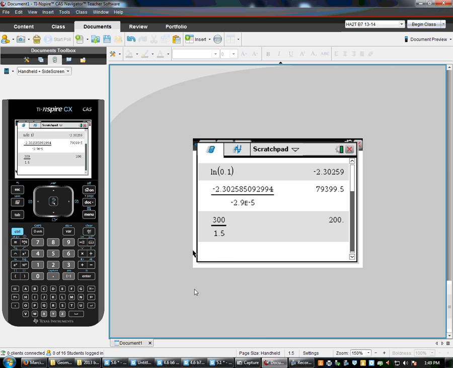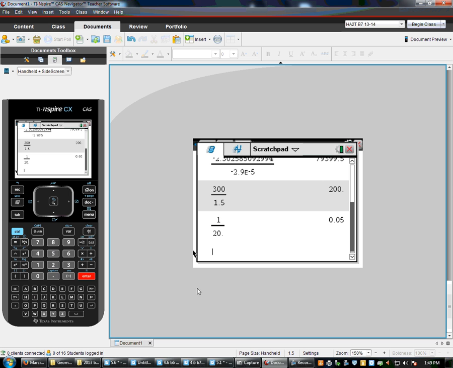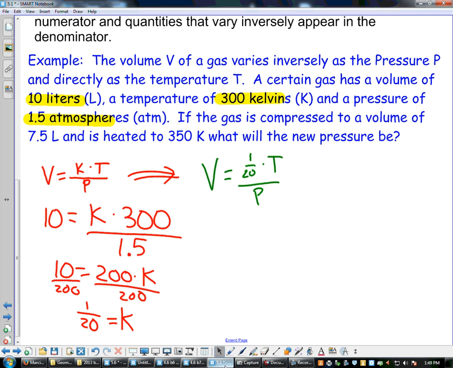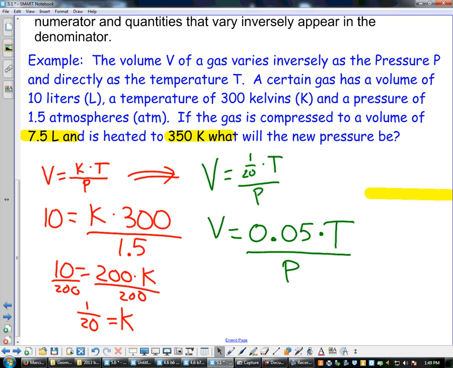1/20th, 1 divided by 20 is 0.05. So if we write that, we can write V equals 0.05 times T divided by P. Now it's saying if the gas is compressed to a volume of 7.5 liters and it's heated up to 350 kelvins, what will the new pressure be?